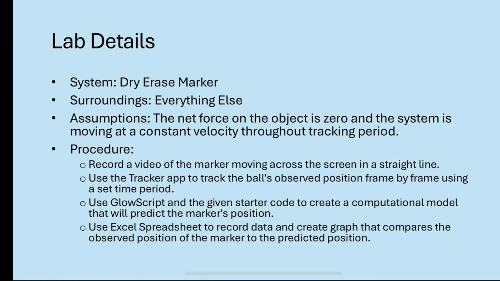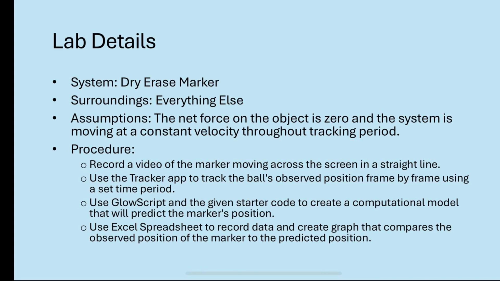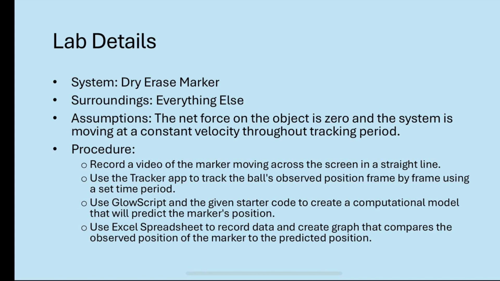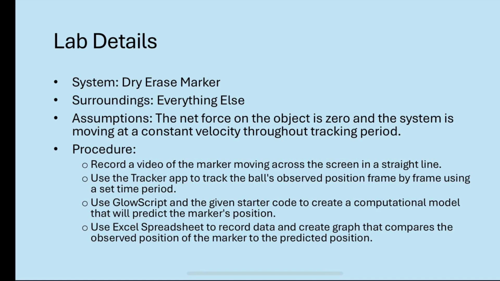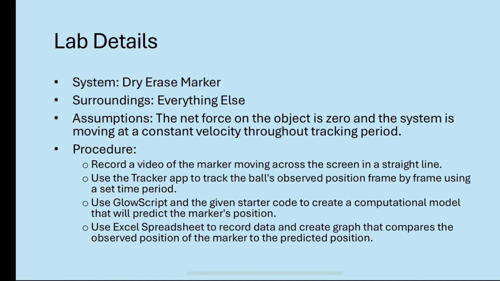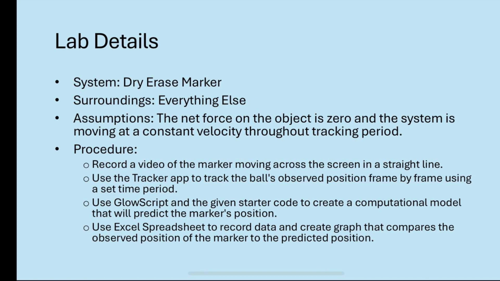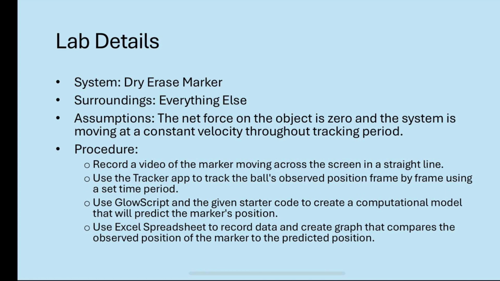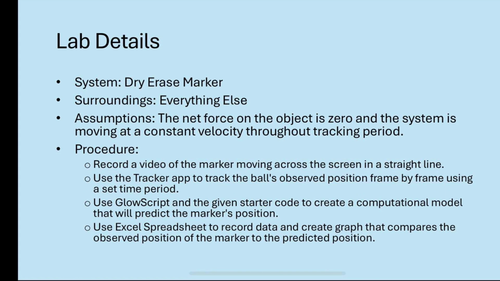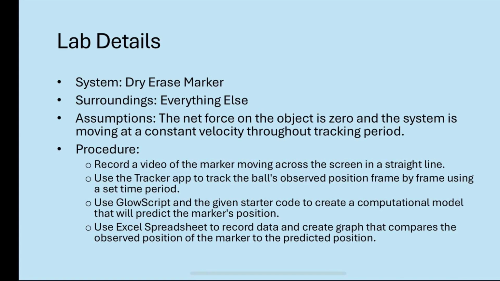The procedure for this lab included recording a video of the marker moving across the screen in a straight line. Then I used the Tracker app to track the marker's observed position frame by frame using a set time period. Then we used GlowScript and the given starter code to create a computational model that will predict the marker's position. Then I used an Excel spreadsheet to record the data and create a graph that compared the observed position of the marker to the predicted position.